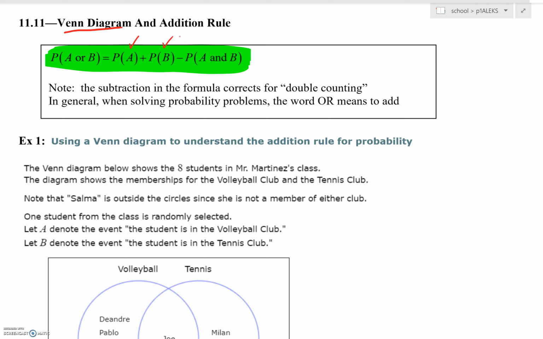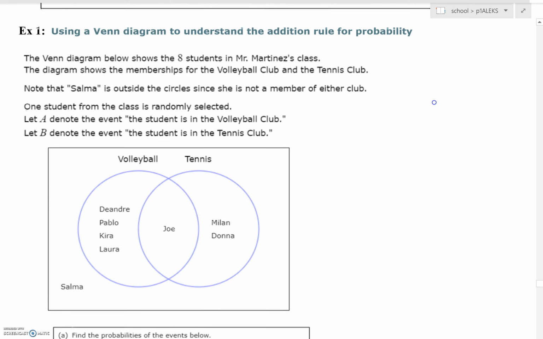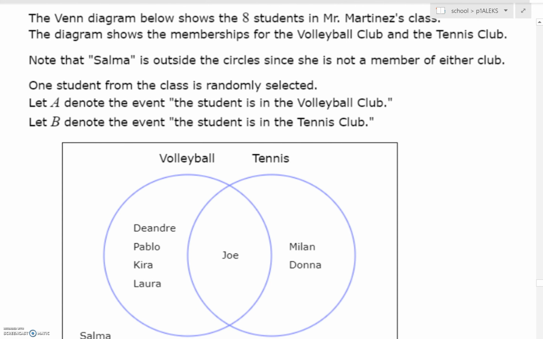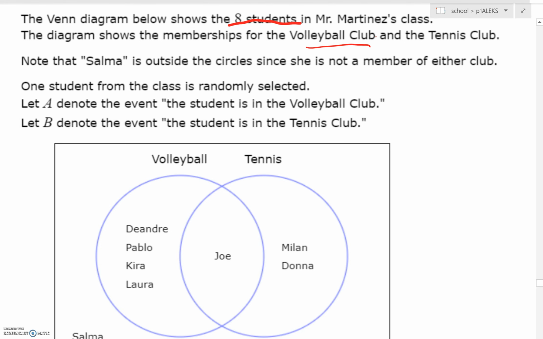And the subtraction that we see here corrects for double counting, we can see. But that's the formula that you're really going to see. In general, the word or is going to indicate that we will be working with addition. You can see we're also going to have to work with some subtraction. But here is a Venn diagram, and this Venn diagram shows that there are 8 students in a class, in Mr. Martinez's class. One circle shows the volleyball club.